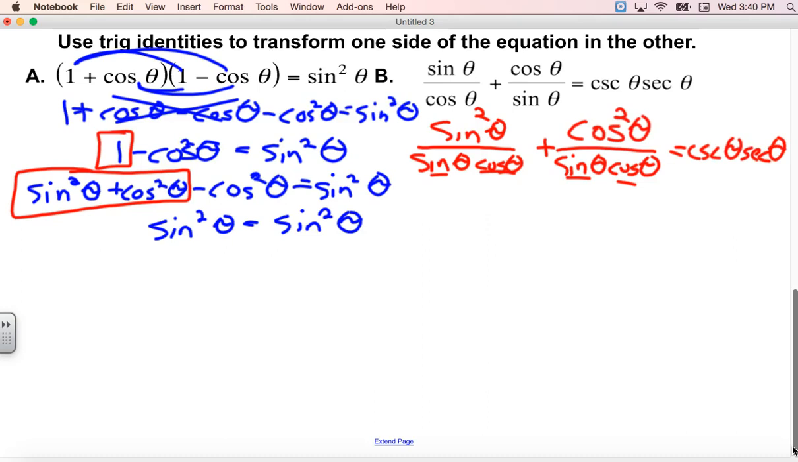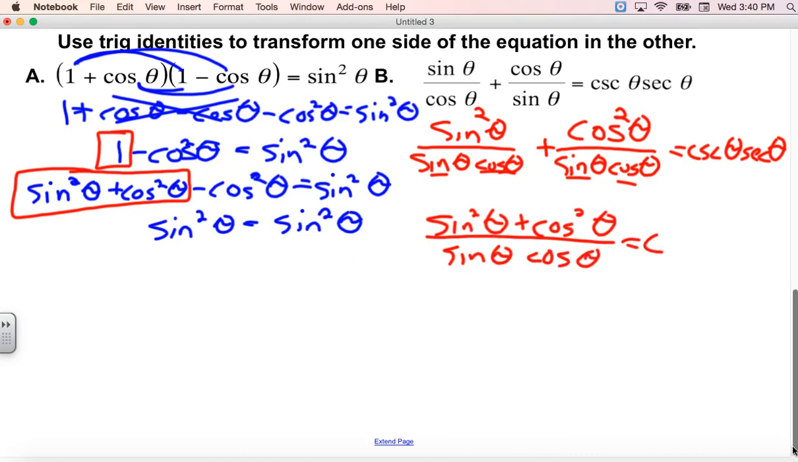All right, now we can combine those fractions into one, just like I did with the 2/6 and 3/6, because now they have the same denominator. So up top I can say, all right, well, sine squared theta plus cosine squared theta over sine theta cosine theta is going to equal cosecant theta secant theta. Remember, my whole goal here is to make both sides look the same. Now you need to use the identity.